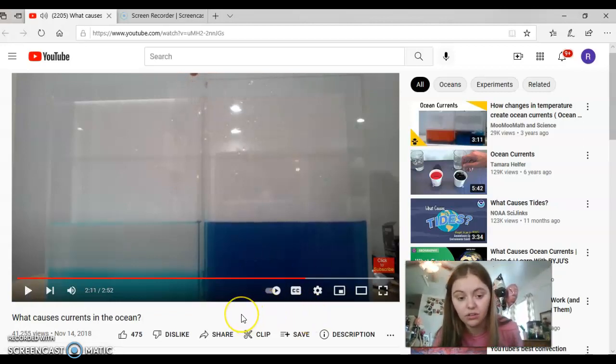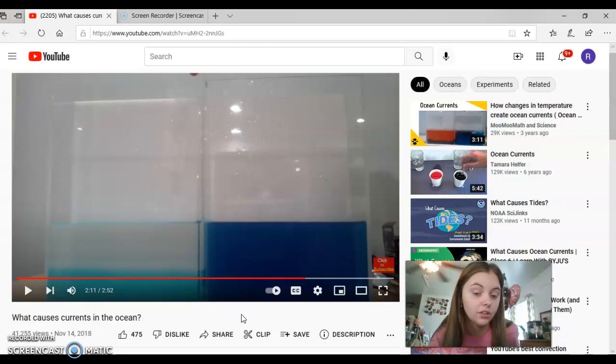Again, we're trying to see how the water flows due to differences in salinity. And what do you all think it's going to do? Do you think it's going to rise to the top because it still has the same amount of salt, maybe? Or do you think it's going to sink to the bottom because it has the same amount of salt? Or do you think it's going to rise to the top because he added food coloring? Or do you think it's going to stay in the middle? What do you guys think?